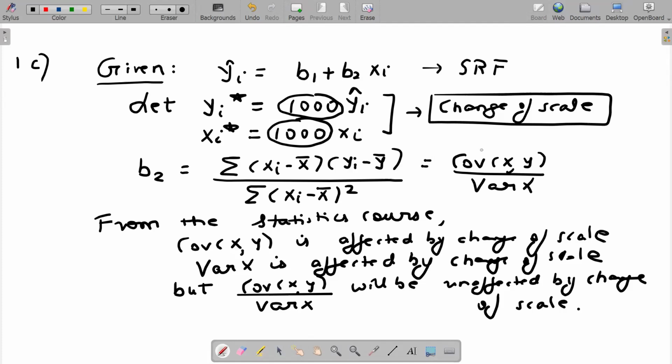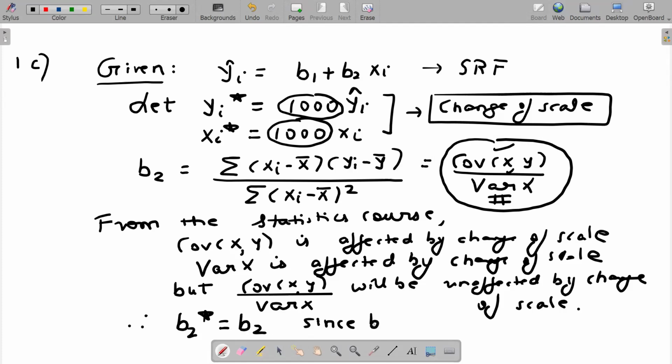So if I look at numerator over denominator, covariance of xy is affected by change of scale. That means covariance of xy will be 1000 times the initial covariance. Variance of x will also be affected. But if I look at the ratio of covariance of xy to variance of x, that will be unaffected by change of scale. So I can say therefore B2 star will be equal to B2.